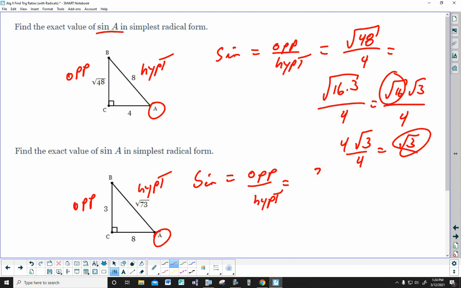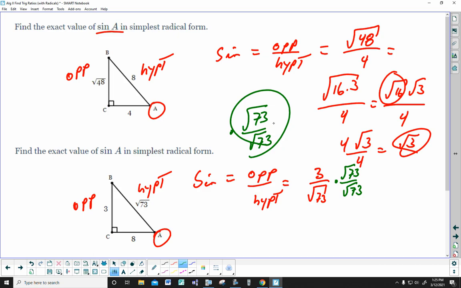Now what's going to happen is it's in the denominator. And to get that out of the denominator, remember, you multiply by the square root of 73 over the square root of 73. So when I multiply by that, isn't the top and the bottom of this fraction the same? So I'm in effect multiplying by 1. When you multiply by 1, you don't change its value. Don't cancel this out. That's not what you do.